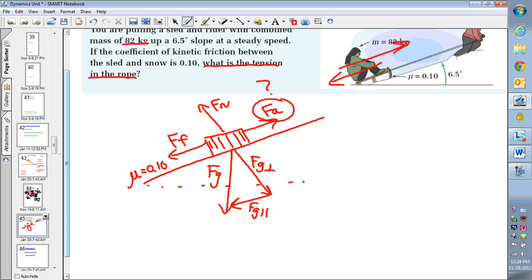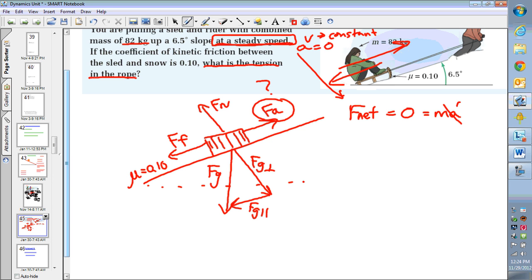Well, I know that my net force is 0. The reason I know my net force is 0 is because they said you're pulling it at a steady speed. If you're pulling it at a steady speed, then it's a constant speed. If your speed is constant, then that means there's no acceleration. And if acceleration is 0, then F net is 0, because it was equal to ma after all. So if that's 0, the whole thing's 0. So there's no net force on it, but there's lots of forces acting. But if there's no net force, that means they cancel out.